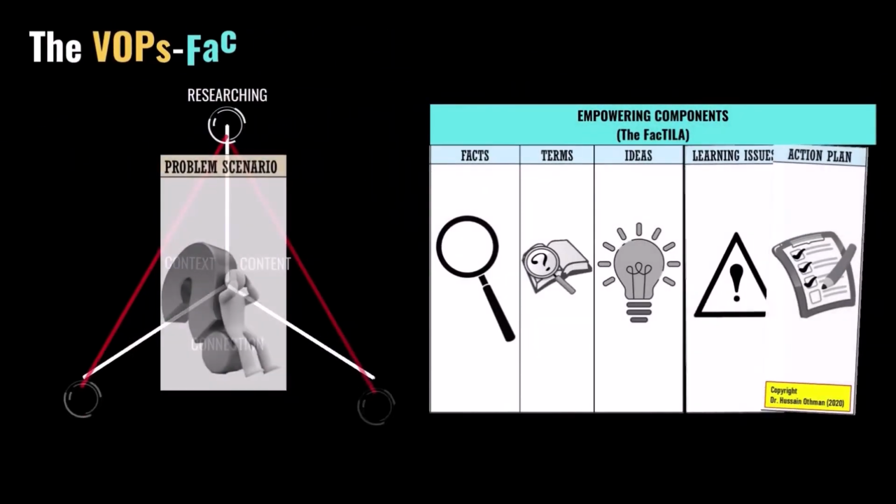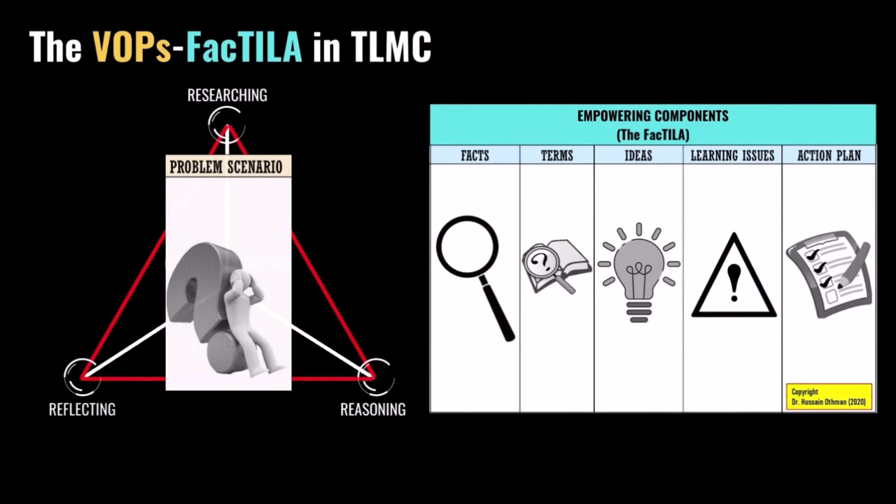The authentic problem scenario, designed beforehand, should provide learning opportunities throughout the inquiry process by addressing the researching, reasoning, and reflecting components, the 3 R's. This is the second part of the 3C3R problem design model.